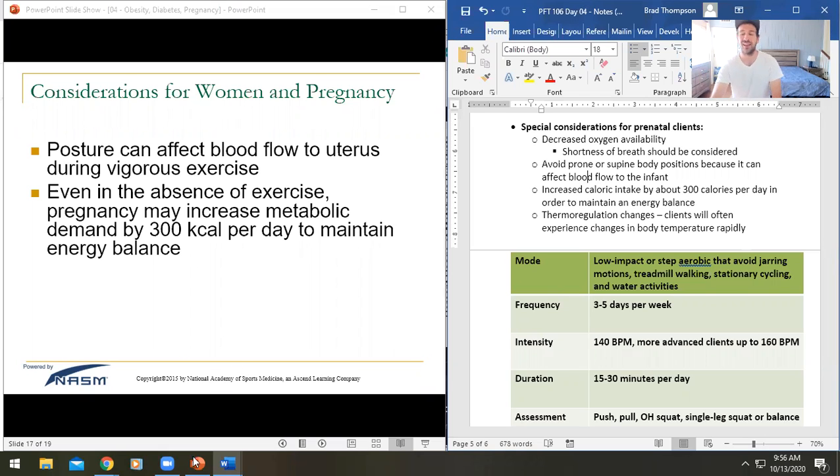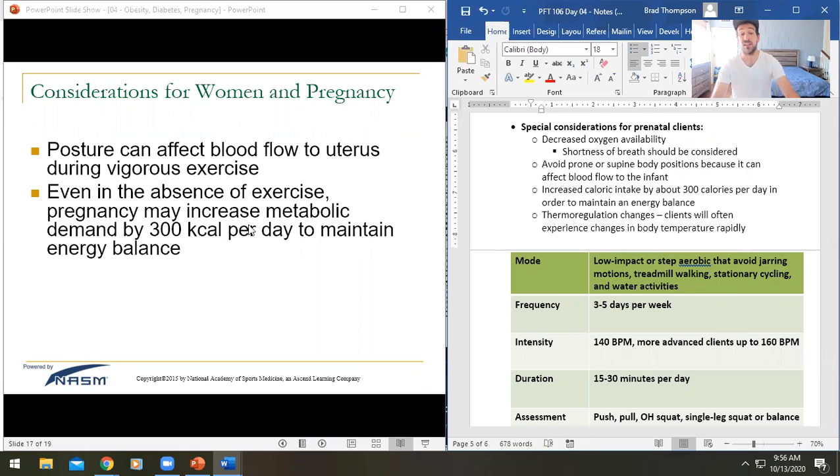So with your pregnant clients, other things you want to do, avoid prone or supine body positions because it can affect that blood flow. So do not lay your pregnant clients down. Do not lay your pregnant clients face up either. For the most part, you're going to be in a seated upright position. That is going to be the most safe position.